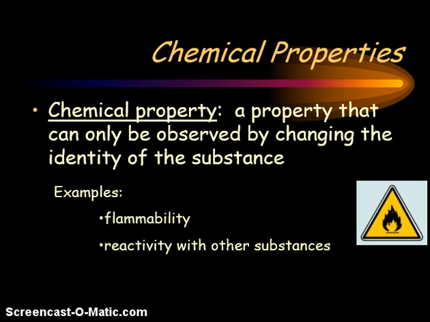A chemical property is a property that can be observed by changing the identity of the substance. Okay, two things: flammability, and it can react with other substances. Okay, those are the two chemical properties. Those are the only two. Okay, if it's flammable or it will react with other substances. And a common one that you might see would be like rusting. Okay, a metal would rust when it's exposed to oxygen and water. Okay, that's a reaction with another substance.